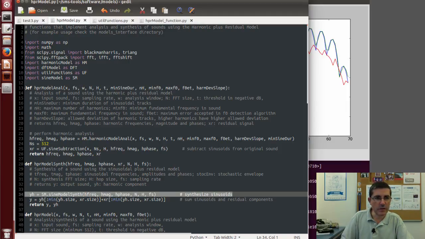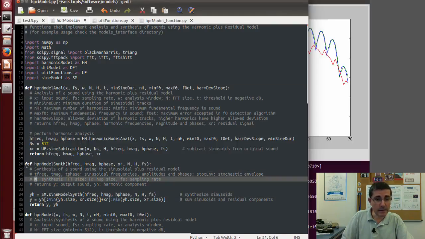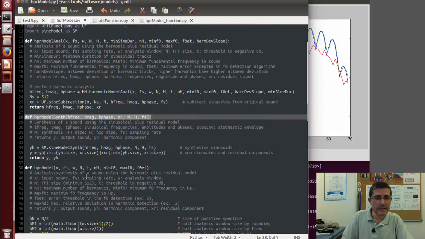There is one function that does the analysis, another one that performs the synthesis, and then there is another one that does both the analysis and synthesis one frame at a time. In fact, we recommend very much to do the analysis and synthesis separately, so that we can take advantage of cleaning the trajectories and having some memory in the tracking, so that the harmonics are better.